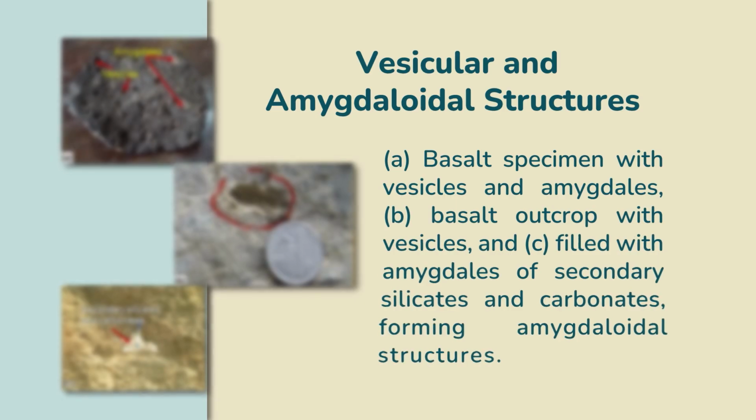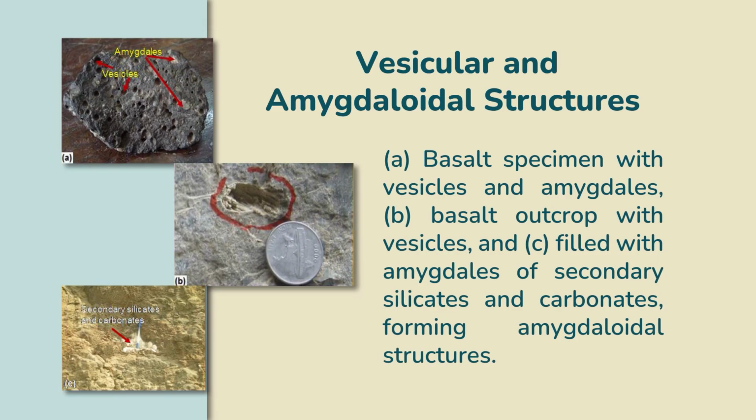Here is the picture of a vesicular and amygdaloidal structure. On the left-hand side of the photograph, you have open space vesicles, and these vesicles are filled up by secondary silicates and carbonates. This is an amygdale, this is a vesicle, this is actually a vesicle filled with amygdales. Here the entire vesicle is filled up by secondary silicates and carbonates.